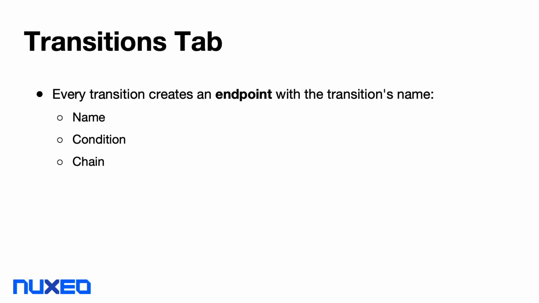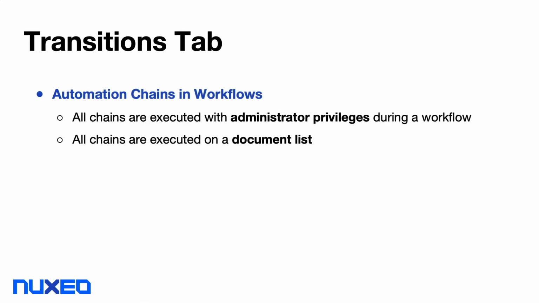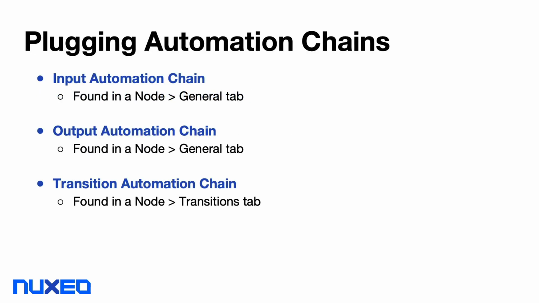You can add a transition manually in the Transition tab or automatically when adding a new action. All automation chain and automation scripting in workflows are executed with administrator privileges. You have to remember that all chains are executed on a list of documents, even if the workflow is launched on a single document. Automation chain or scripting can be plugged in different places inside workflow.